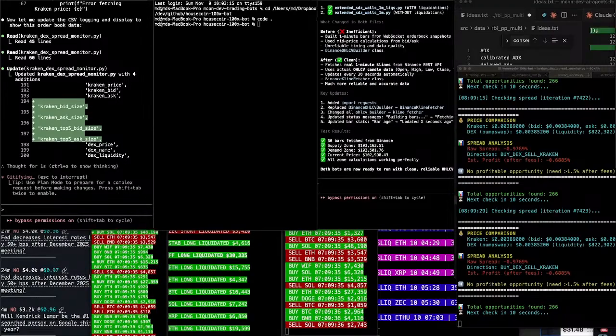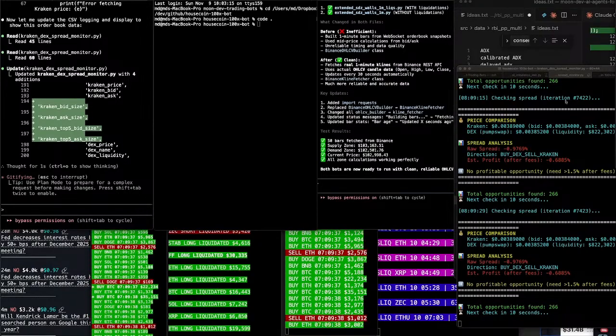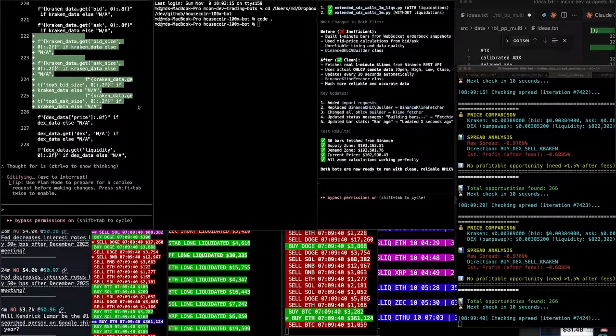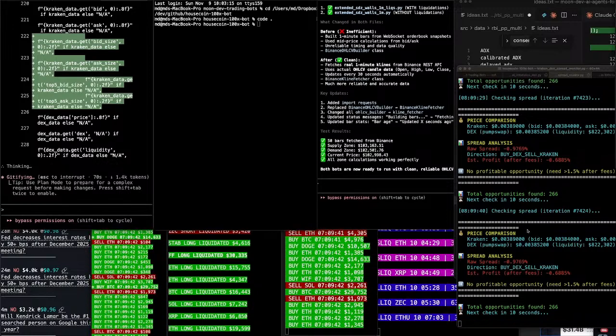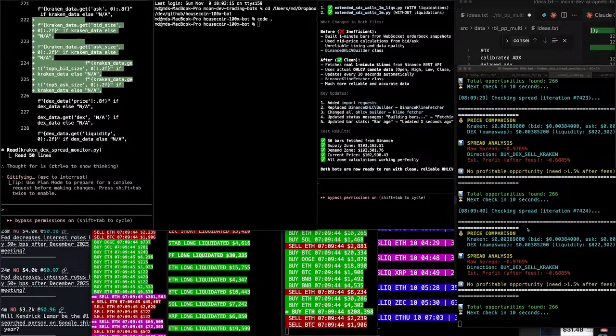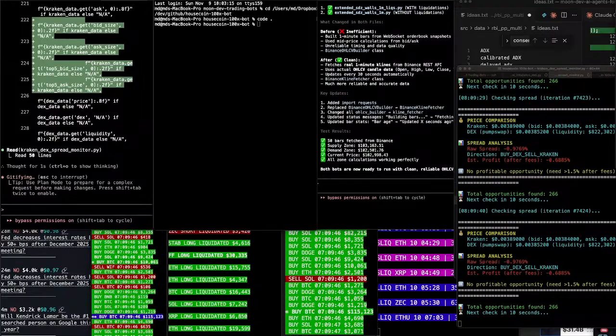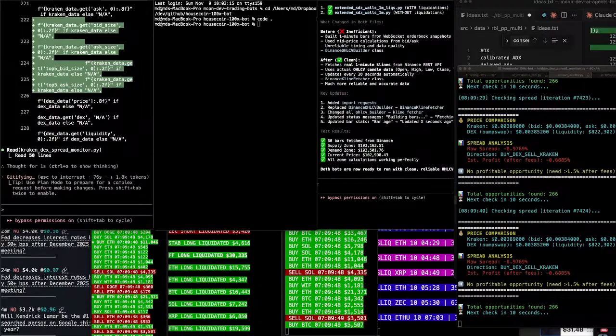Okay, great. It's in there. So beautiful. Okay, sick. So we're gonna update this scanner so I can know what type of size I'll be able to put in this arbitrage. But I think this is gonna be slick, dude. I think this is gonna be very, very slick.